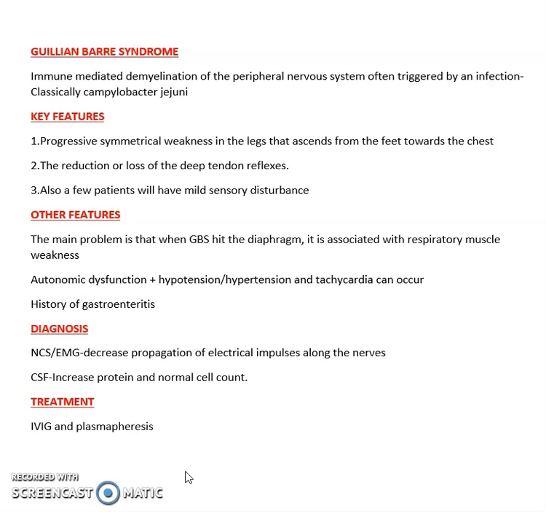Now, how do we make a diagnosis? We can do nerve conduction studies, EMG, which shows decreased propagation of electrical impulses along the nerves. Okay. In addition to this, the CSF can also show increased protein and normal cell count. And the treatment is the use of IVIG and plasmapheresis.